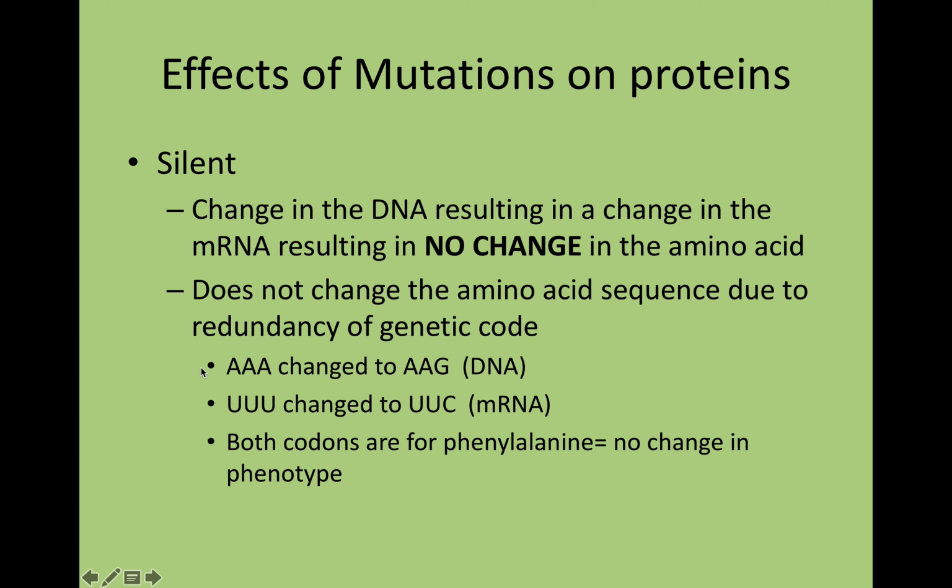Just as an example, AAA in DNA is changed to AAG. So we have a substitution: what's supposed to be an A is now a G. That means that we have a change in the mRNA. This is now UUU, and this one's UUC. But UUU and UUC are both codons for phenylalanine. So there's no change in the amino acid. So the mutation has no effect, a silent effect.